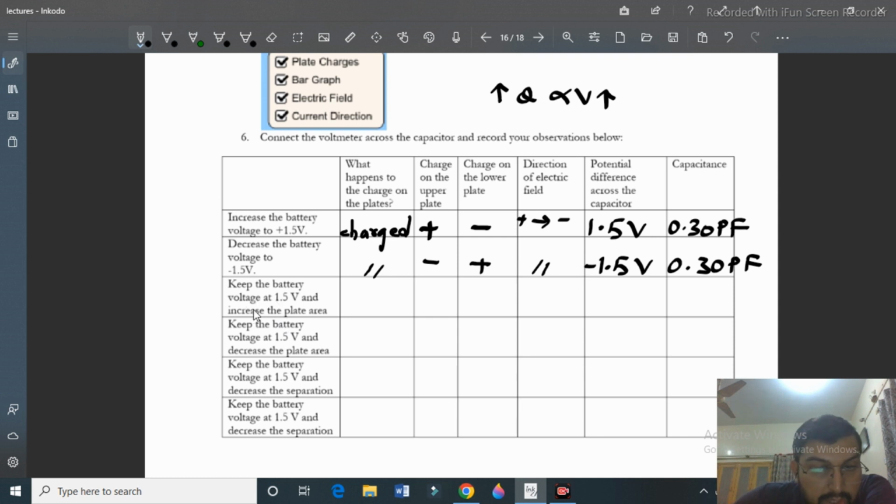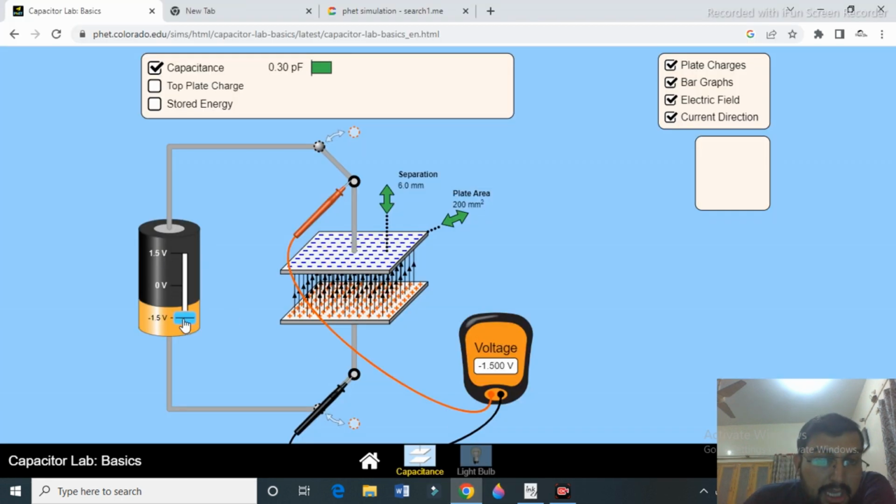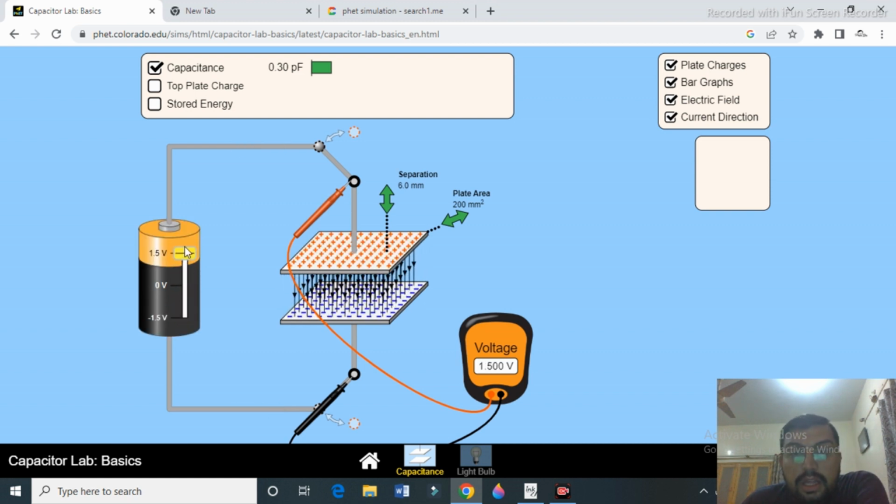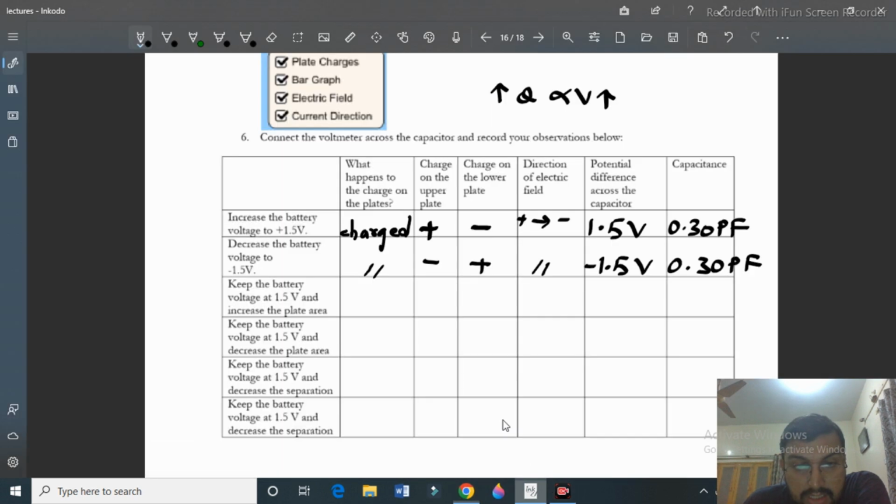Keep the battery voltage at 1.5 volt and increase the plate area. Now let's see what is happening. I will be keeping the voltage at 1.5 volt, that's what I have done, and I will increase the plate area. So the things will remain the same. It will charge, and the charge on the upper plate is positive, on the lower plate is negative. The field is from positive to negative. The potential difference is 1.5 volt.